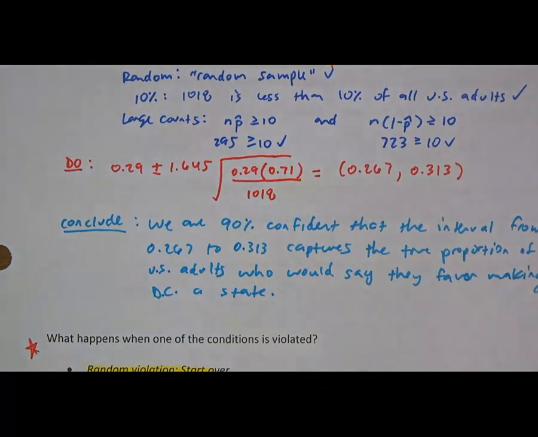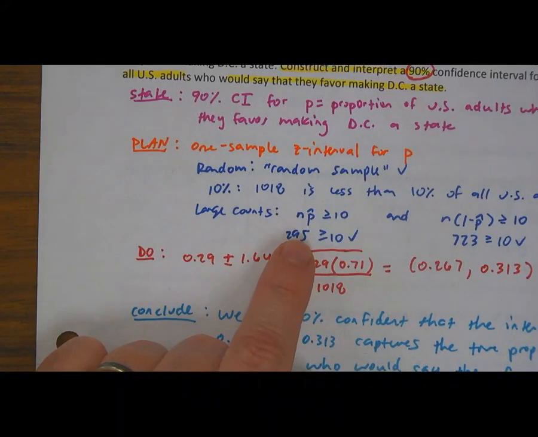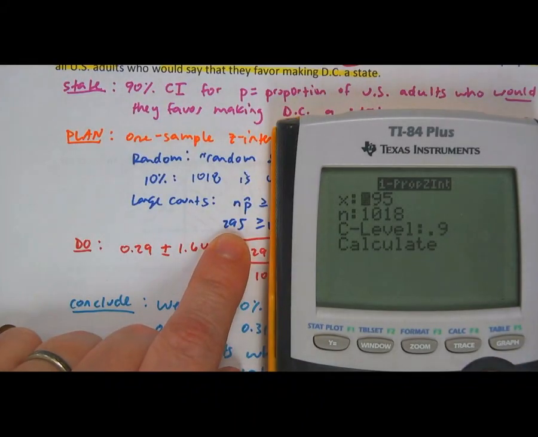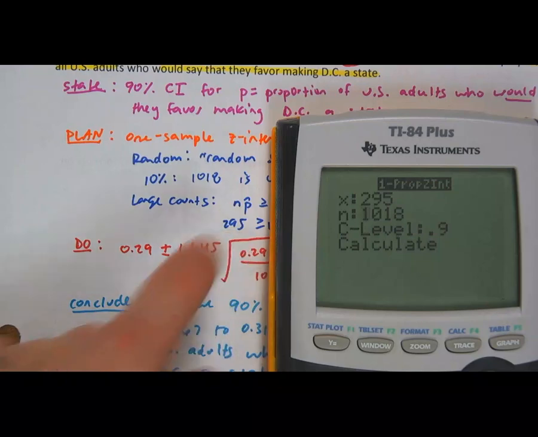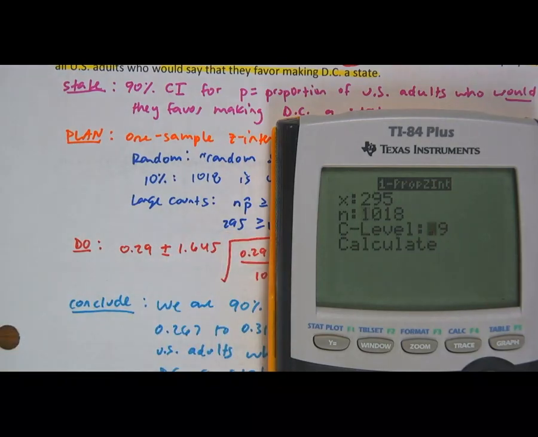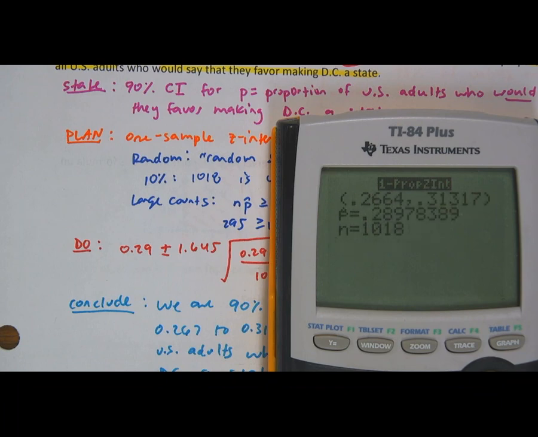Now, because we already did the work up here, the number of successes I'm going to type in is 295. And the sample size is 1018, and the confidence level was 90%. Just enter that in as a proportion and a decimal, 0.9. Again, this can seem like it's just extra stuff for you to do, and here's what the calculator gives us: the confidence interval.